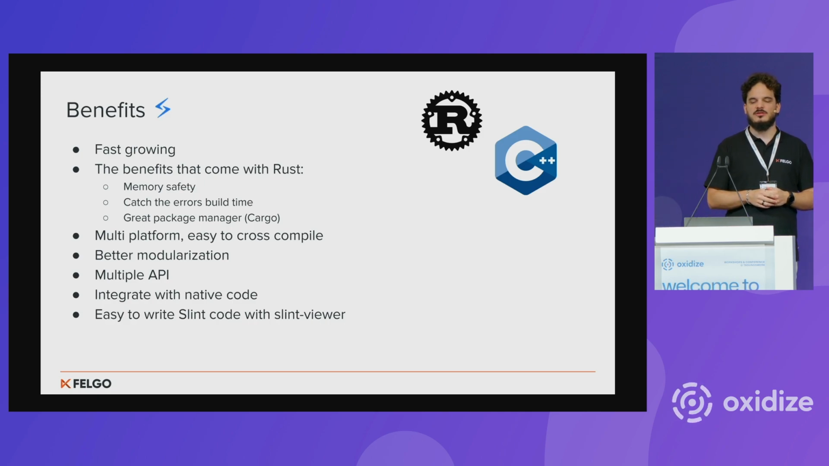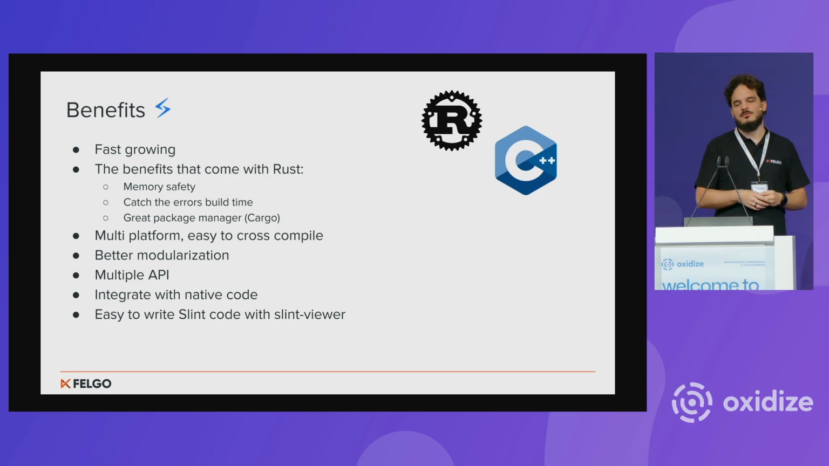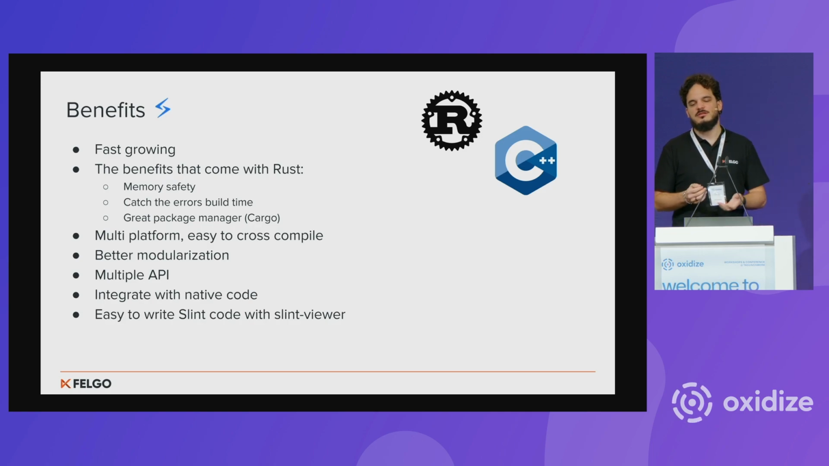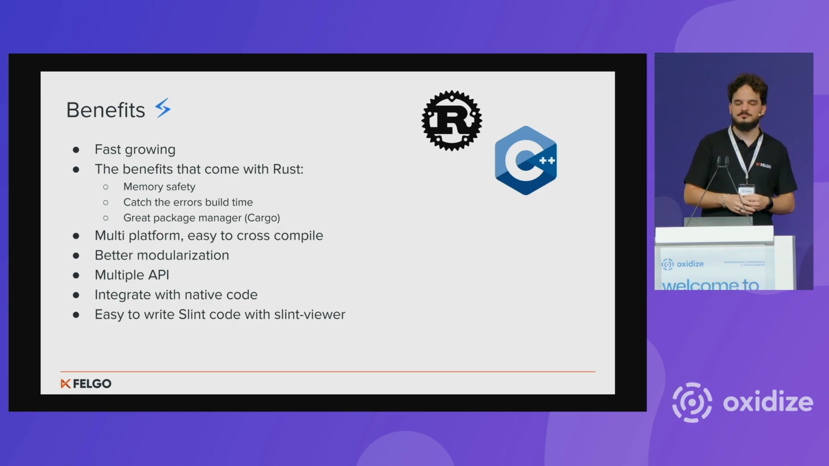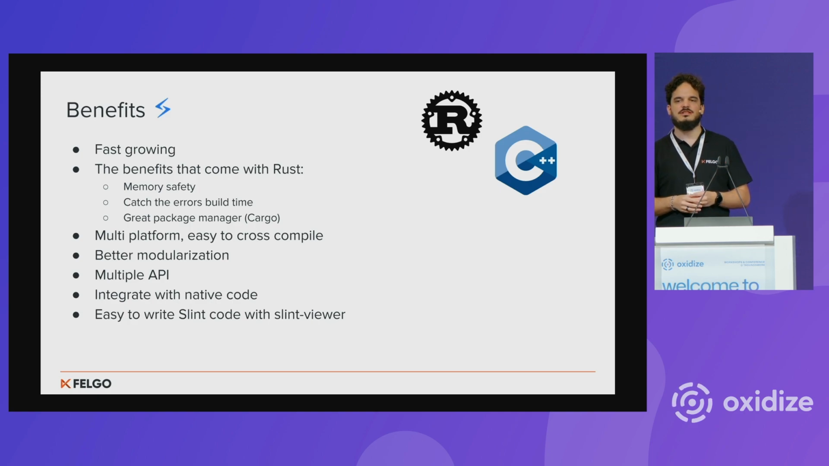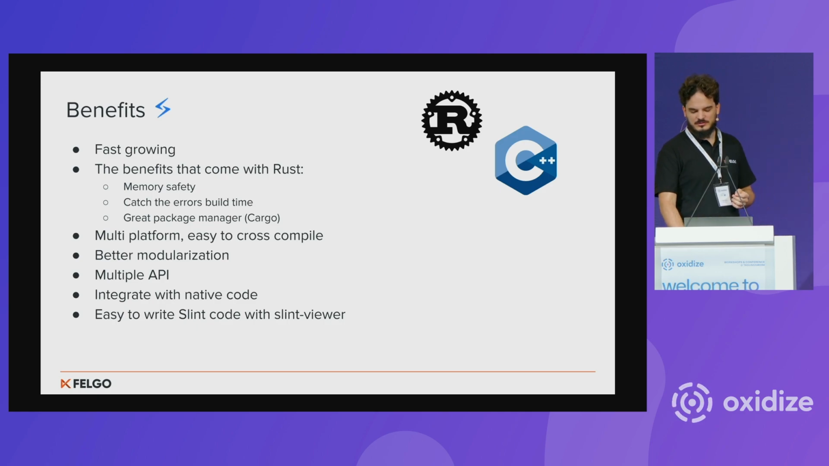It has better modularization since the code is more compact. You can organize it better. It has APIs for multiple languages. You are not limited to C++. You can use Rust or other ones, and you can integrate it easily with your native code. And the Slint viewer helps you write your UI code. It speeds up the process.